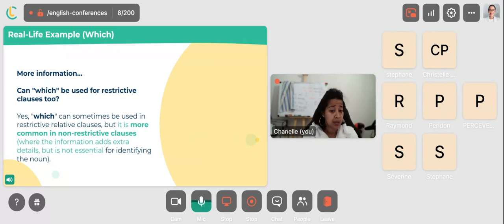Can which be used for restrictive clauses too? Yes. Which can sometimes be used in restrictive relative clauses, but it is more common in non-restrictive clauses, where the information adds extra details but is not essential for identifying the noun.